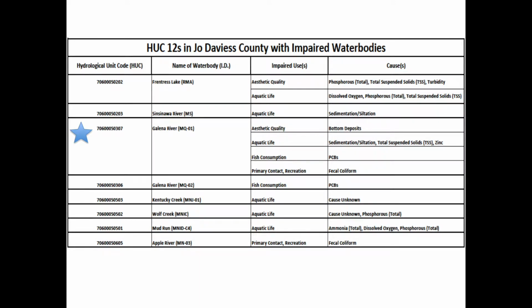The lower Galena River has been designated as impaired by fecal coliform, PCBs or polychlorinated biphenyls, sedimentation and siltation, total suspended solids, zinc, and bottom deposits. These issues affect the aesthetics of the river, aquatic life, fish consumption, and recreational use.